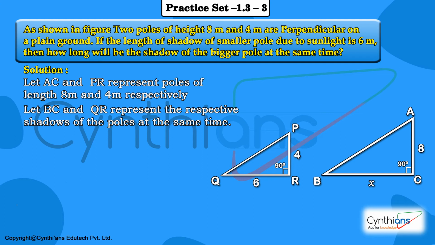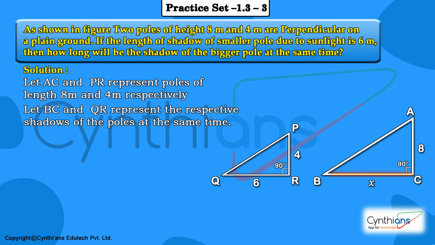There are a few values given to us. There is a shorter pole, that is PR. There is a longer pole, AC. The shadow of the shorter pole is given to us as 6. We need to find the shadow casted by the longer pole, that is BC, and that is X.